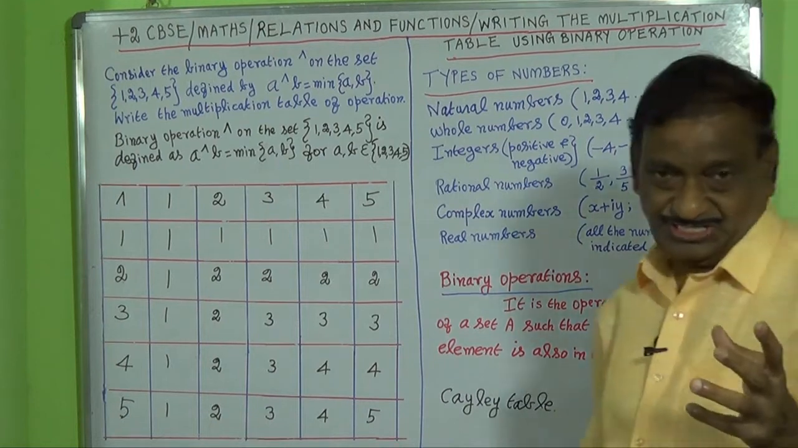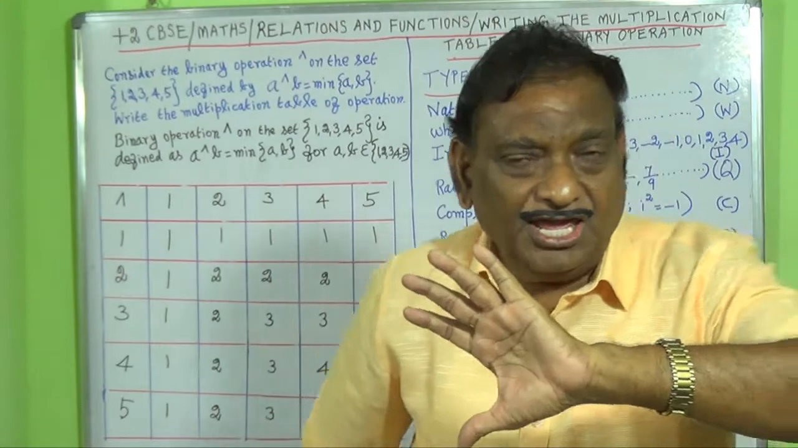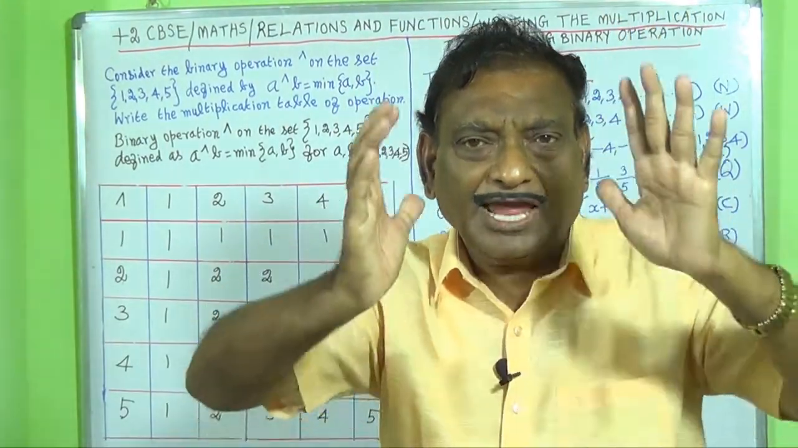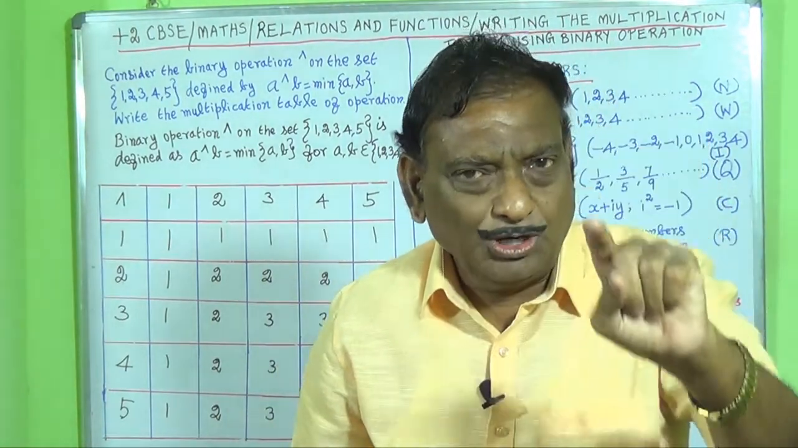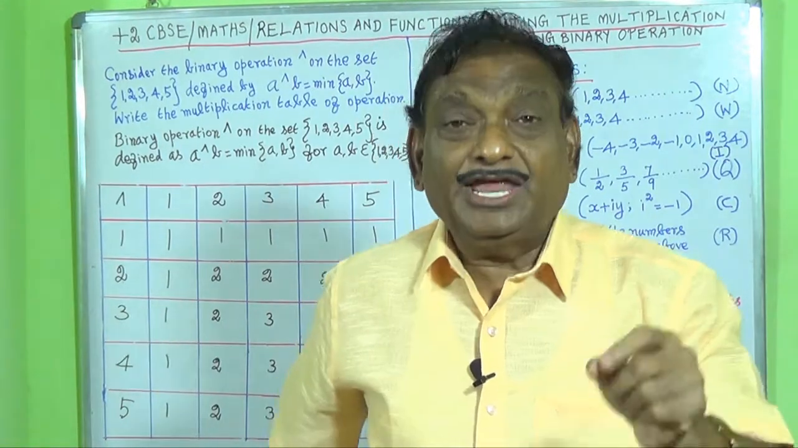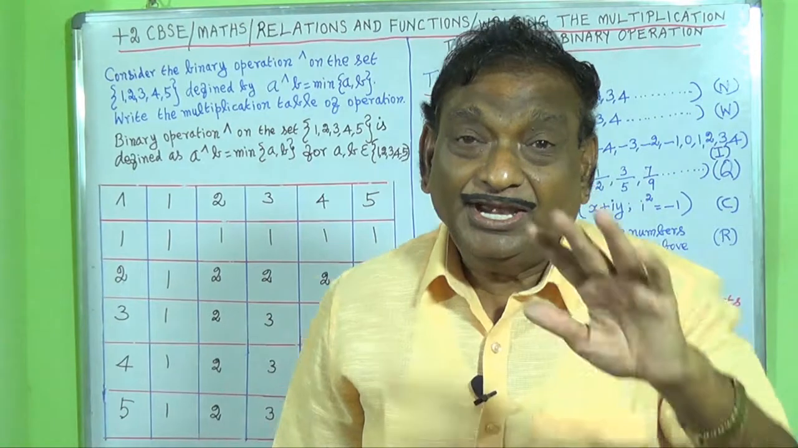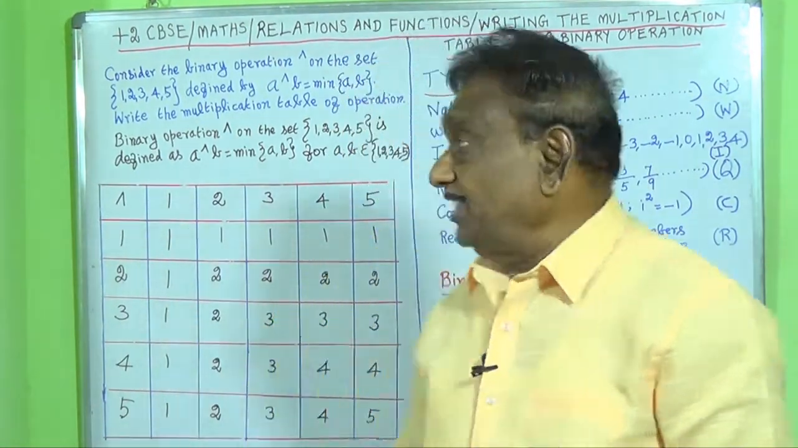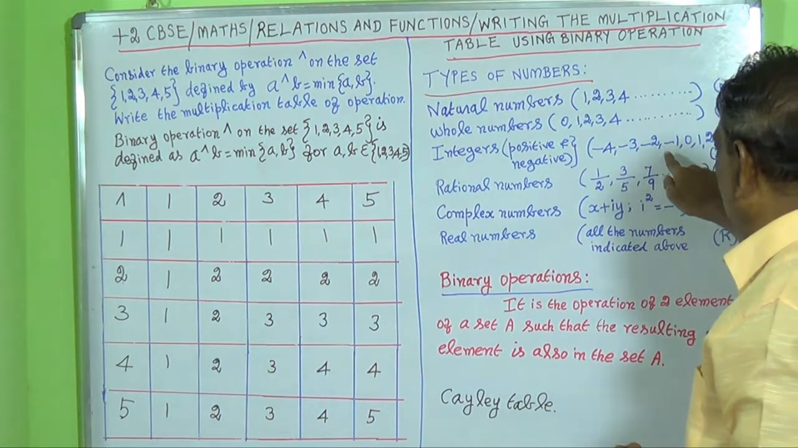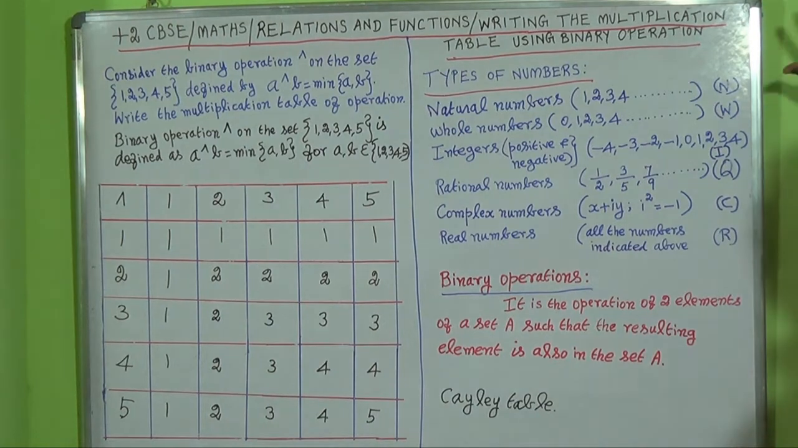Then integers. In the whole numbers, we cannot take any negative number. Only positive whole numbers can be taken in the case of whole numbers, including 0. The integers include natural numbers and whole numbers and also negative numbers. That is minus 4, minus 3, minus 2, minus 1, 0, 1, 2, 3, 4, etc.